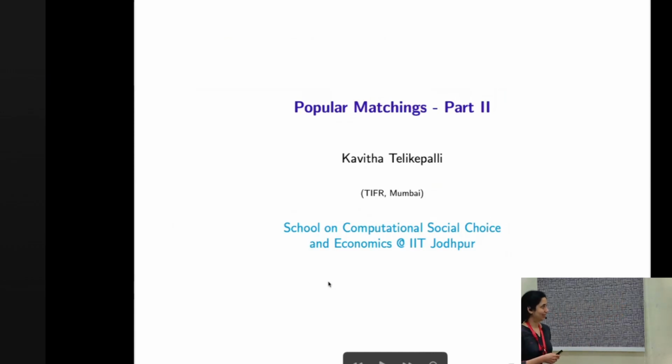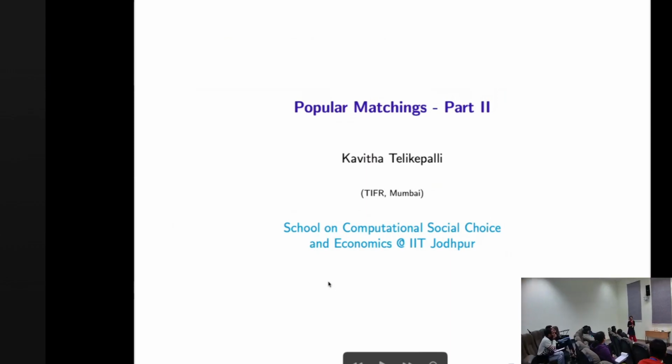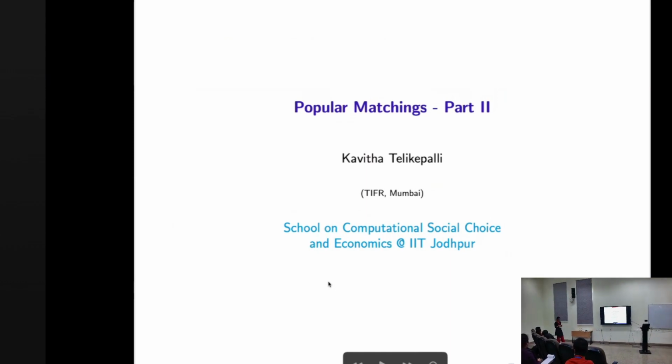So this is part 2 of the topic popular matchings. We stopped at the slide where we said we know how to find a maximum size popular matching, and it has a size guarantee of at least 2/3 the size of a maximum cardinality matching.